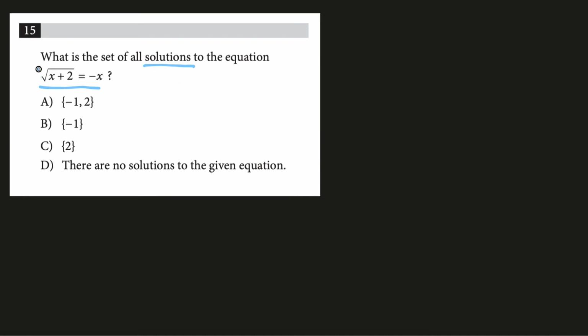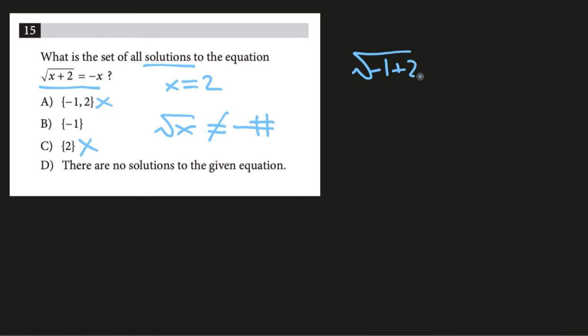In this question, we're given a square root equation and we want to find all the solutions. Normally, you would be tempted into squaring both sides. However, there's a much simpler way than doing that to solving this problem. I know that the answer cannot be A or C because I would have to plug in 2. If I plug in 2, I would get a negative output for a square root, which I know cannot happen. So, if I plug in negative 1 instead, I would get negative 1 plus 2 equals 1. So square root of 1 equals 1. Therefore, my answer is B.